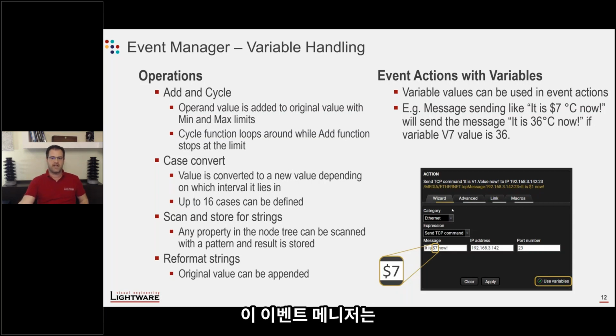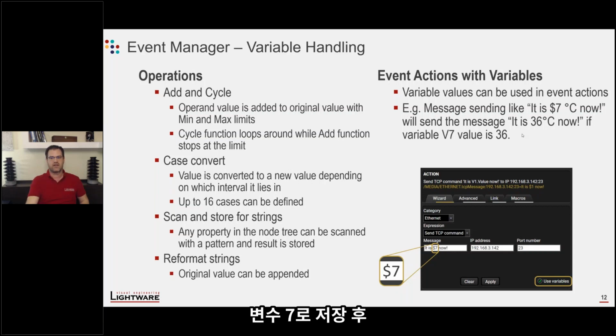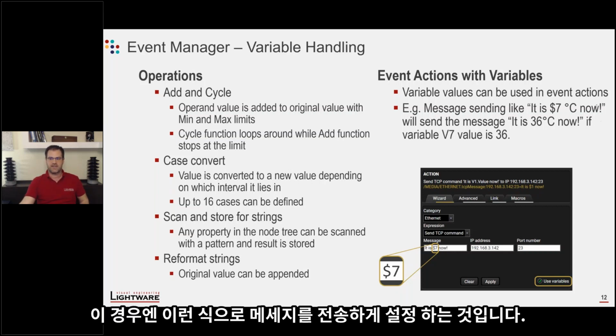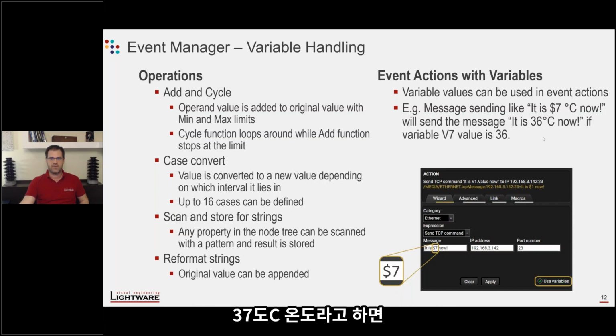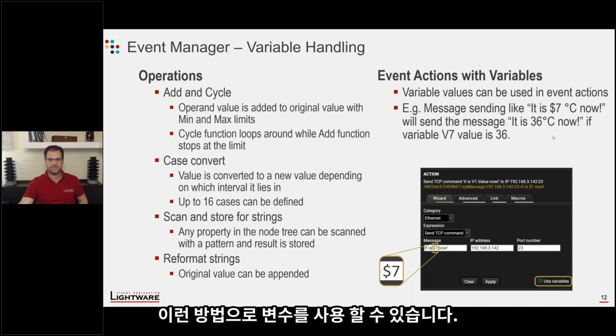This tells the event manager that when it wants to perform this action, it will read the exact and actual value of variable number 7 and substitute that into the message which will be sent. So in this example, I have made another action to read the temperature of my internal system and store it in variable number 7, and then I can simply tell it that I want to send this message. It will include the actual value. It is 36 Celsius degrees now, and I can send it to an external device if I want to use that.